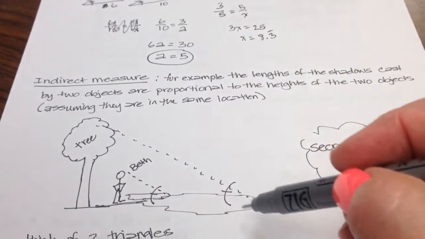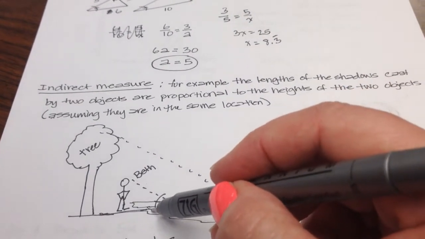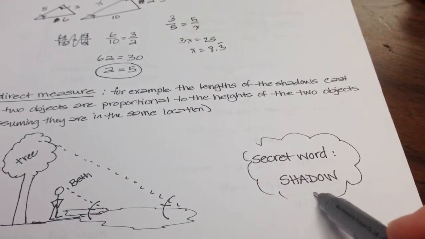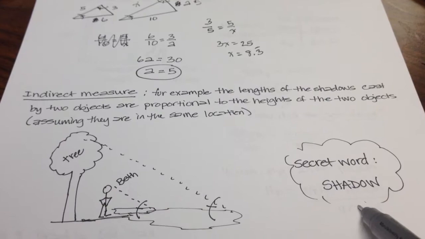Well, if I made these into triangles, this angle would correspond to this angle. Secret word, by the way, shadow. I know, kind of spooky. Secret word, write it down.